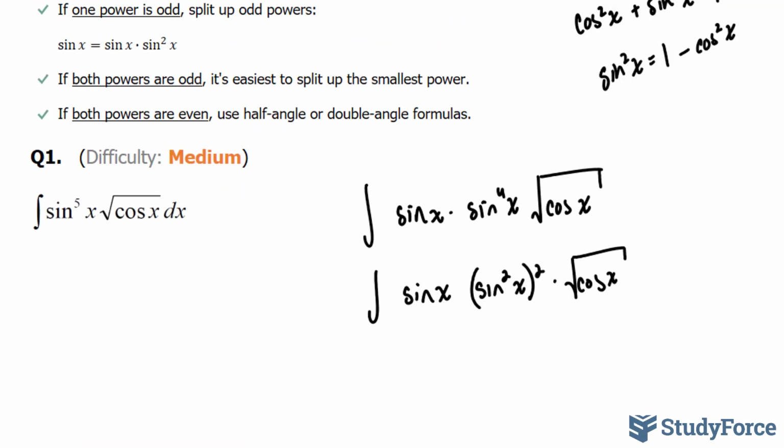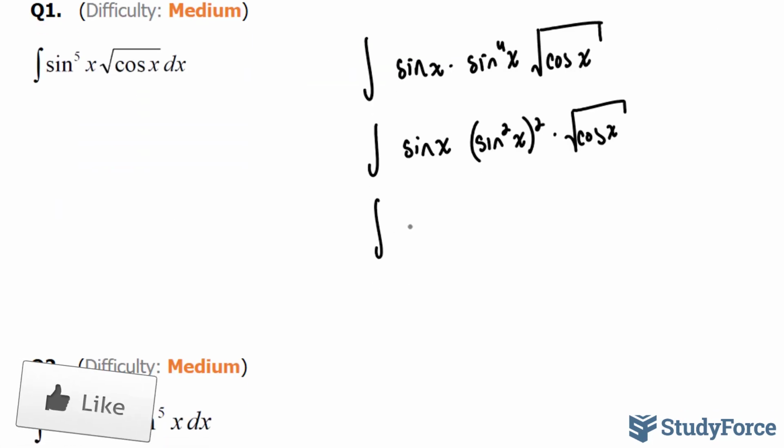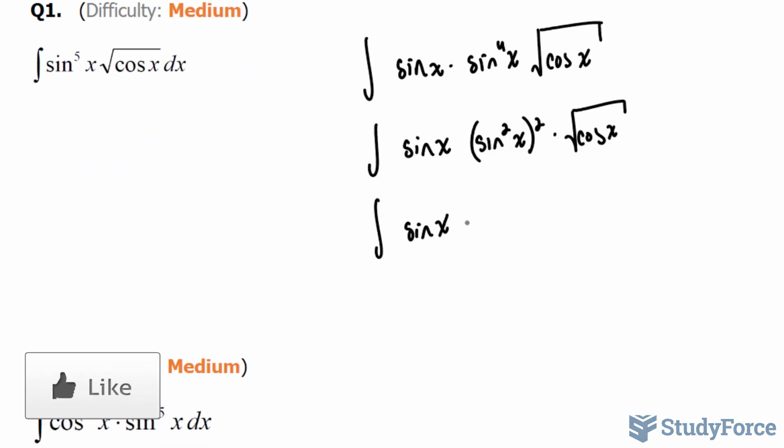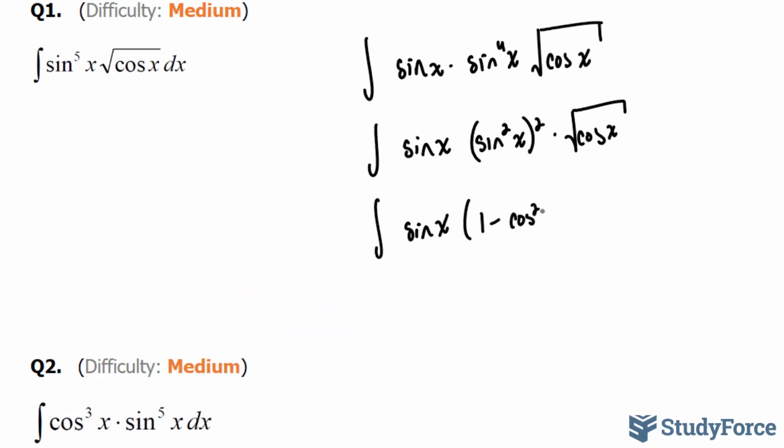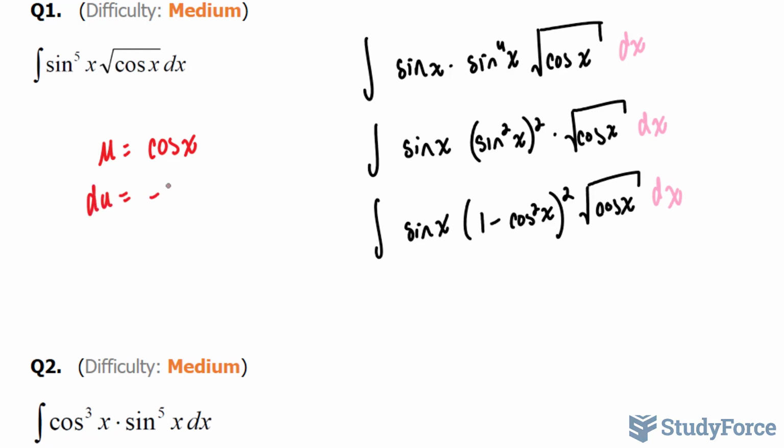Well, I can replace this with 1 minus cosine squared x, and then I can substitute u as cosine. Here's what I mean. The integral of sine x, and this now has become 1 minus cosine squared x to the power of 2, times the square root of cosine x. My next step is to choose a u value, and what I'm going to choose is cosine. U is equal to cosine x, and I'm going to find the derivative of both sides, where I get du is equal to negative sine x dx.